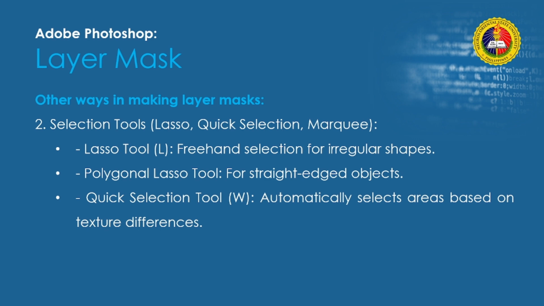Next is using the selection tools like lasso, quick selection, and marquee. The lasso tool is a freehand selection for regular shapes. The polygonal lasso tool is for straight edged objects, and the quick selection tool automatically selects areas based on texture differences.